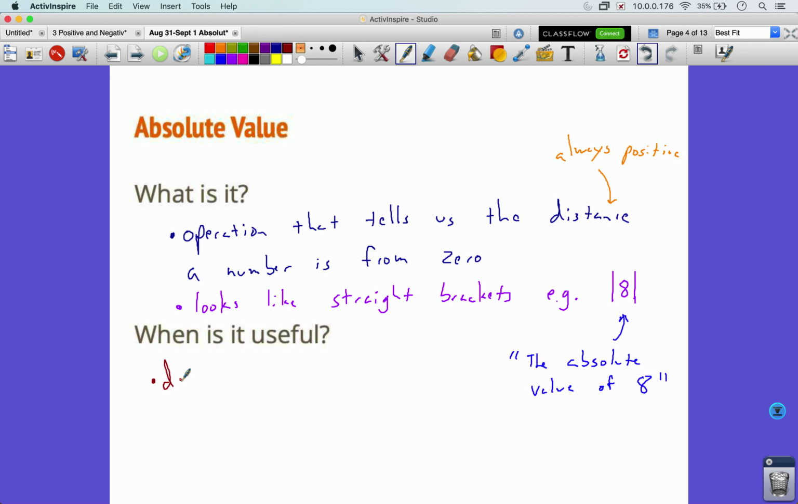Alright, when is it useful? So distances. Because it tells you the distance a number is from 0, we can use it for lots of other distances, or just anytime whenever you want only positive numbers. So, I don't care if something's going up or down, just how much it's changing.